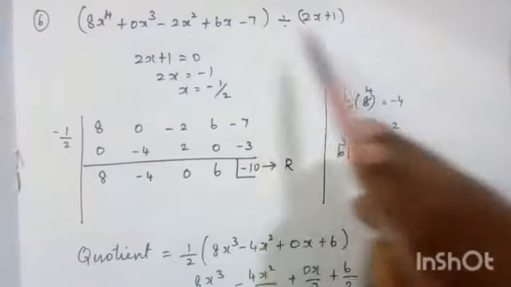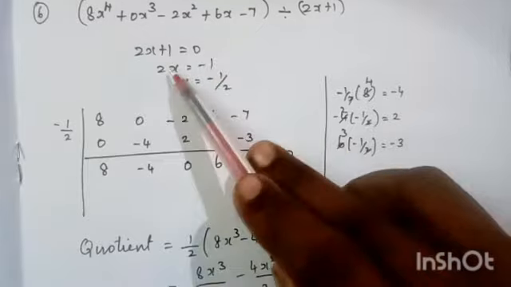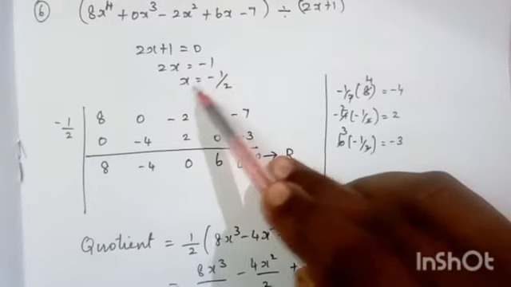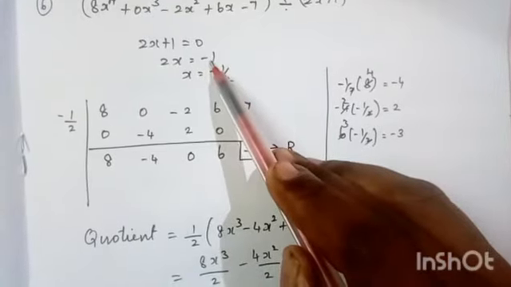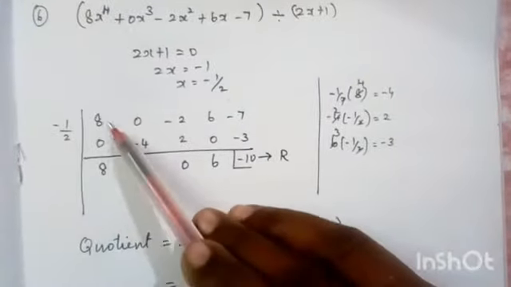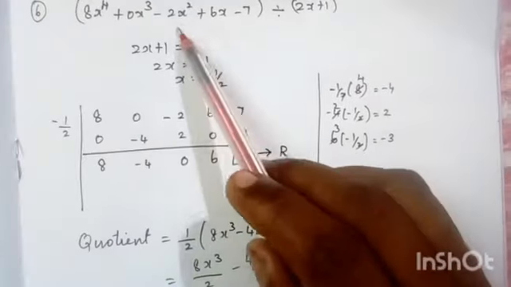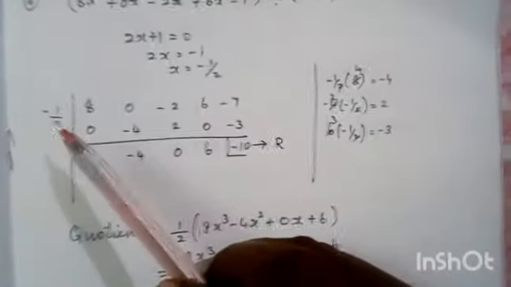First, you write the given problem in standard form. Then set the divisor 2x plus 1 equal to 0. 2x is equal to minus 1, x equal to minus 1 by 2. The plus 1 transposed becomes minus 1, and the 2 becomes a division. So write the coefficients 8, 0, minus 2, 6, minus 7. The divisor is minus 1 by 2.